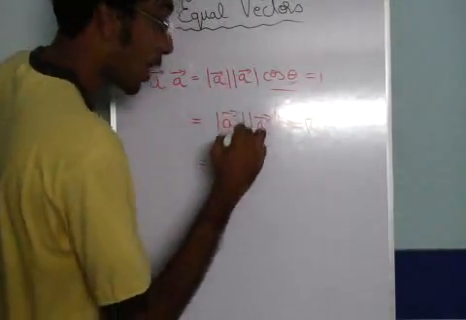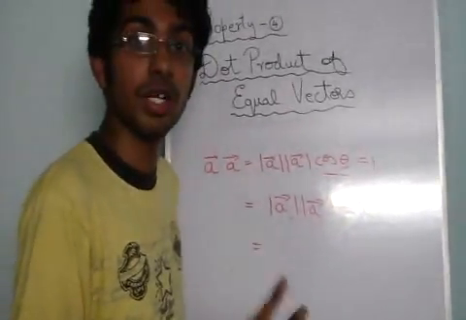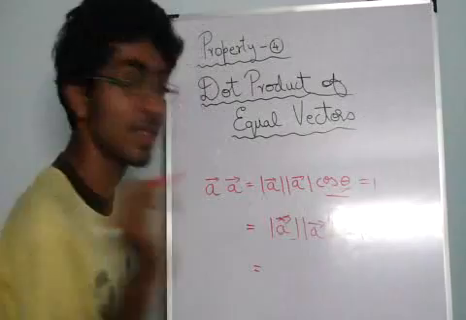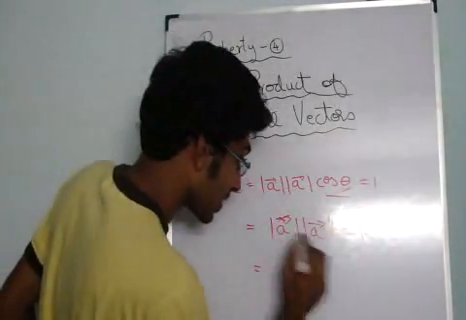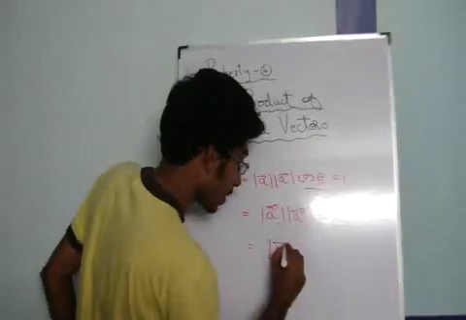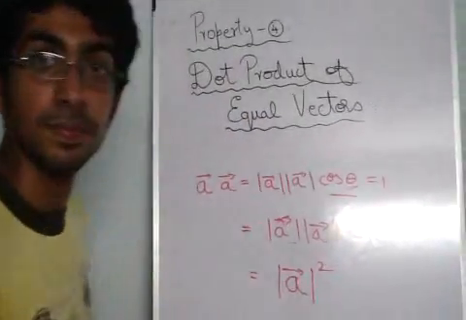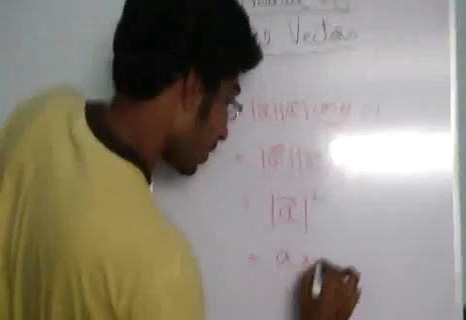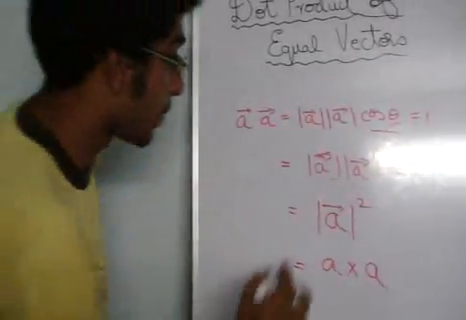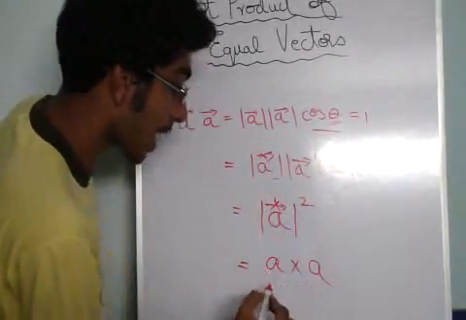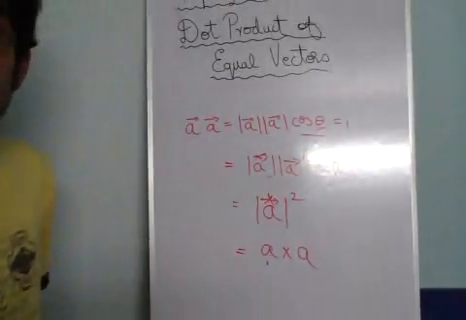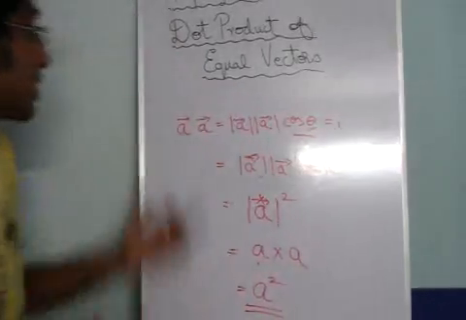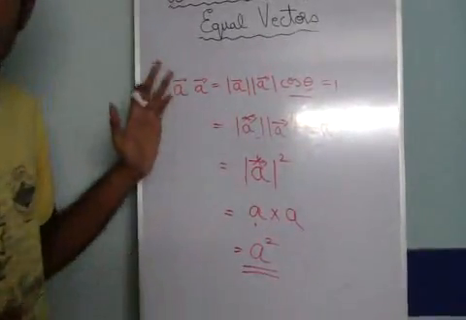Because when we put the modulus, we are cancelling out any direction quantities that may be there. We are taking only the number. The arrow is gone. So now this can be written as the magnitude of vector A the whole square, or A into A. I am removing the arrow and taking only the magnitude of vector A, which is equal to A square. And this is the solution for property 4, dot product of two equal vectors.